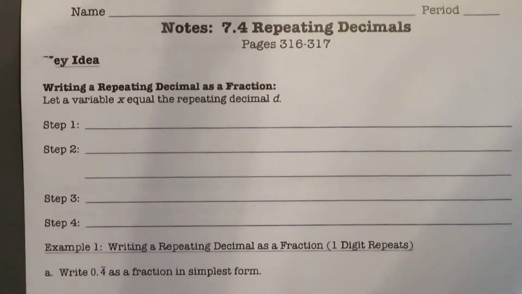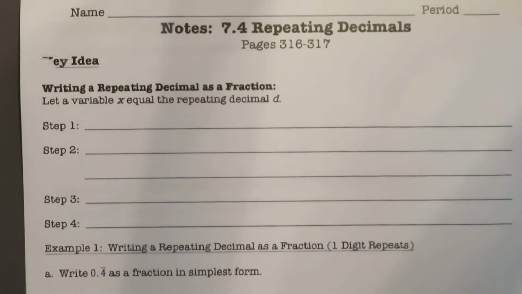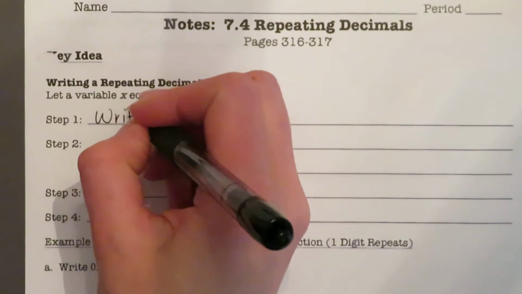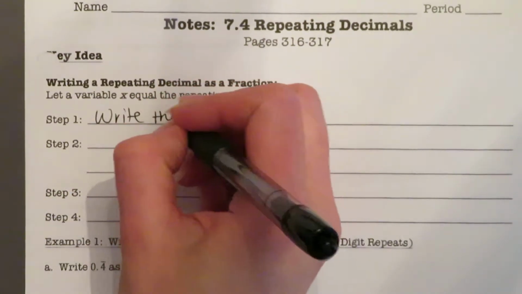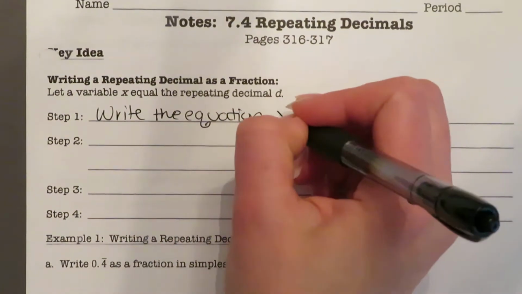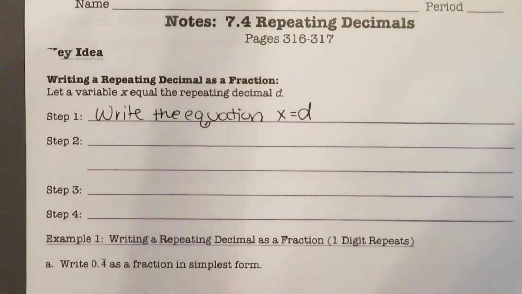7.4, repeating decimals. Writing a repeating decimal as a fraction. We're going to let a variable x equal the repeating decimal d. Step 1. Write the equation x equals d.